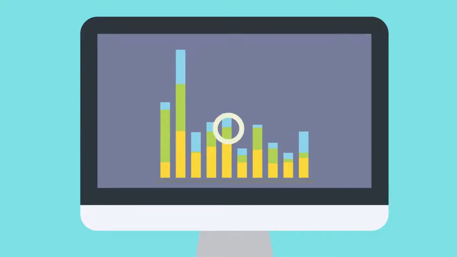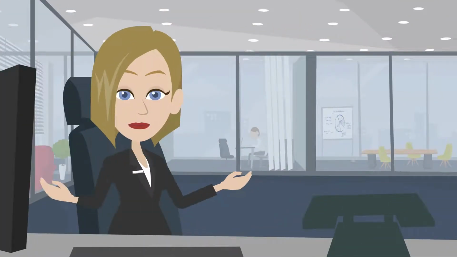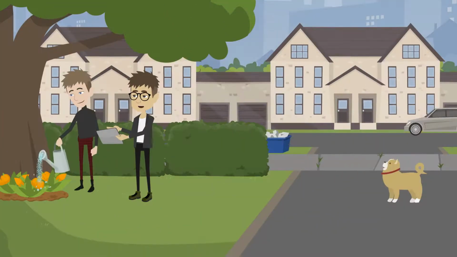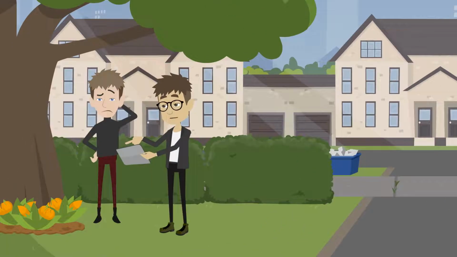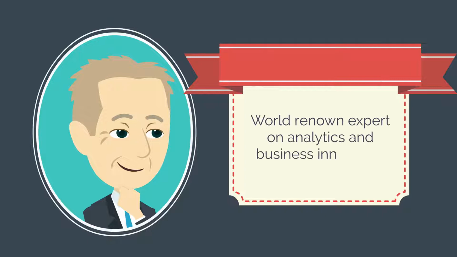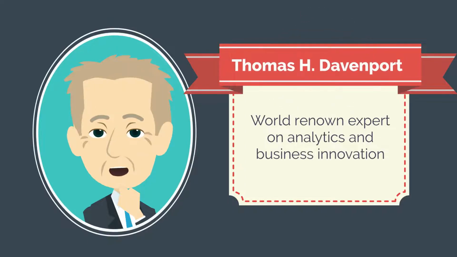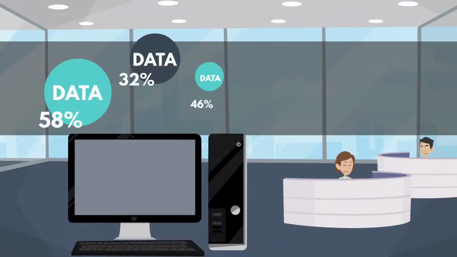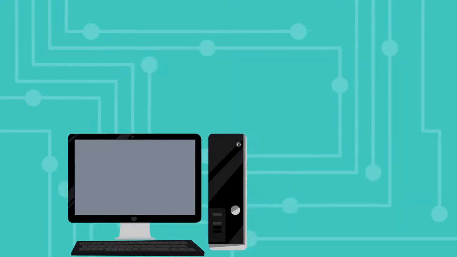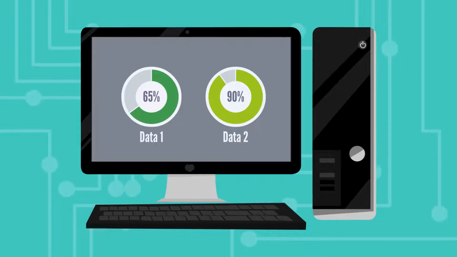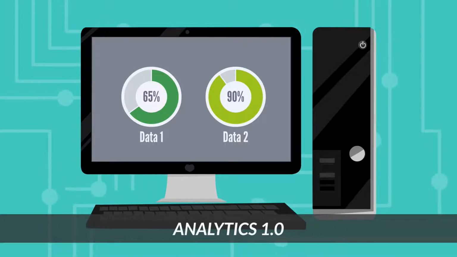Now, let's talk about the different terms used to describe how we use the data through analytics. Analytics may be a complex term to understand or describe to a neighbor. World-renowned expert on analytics and business innovation, Thomas Davenport, explained the concept in an easy way. Analytics first started in the era of business intelligence, where the focus was on implementing enterprise warehouses to capture information and use software to query and report it. He describes this as Analytics 1.0.